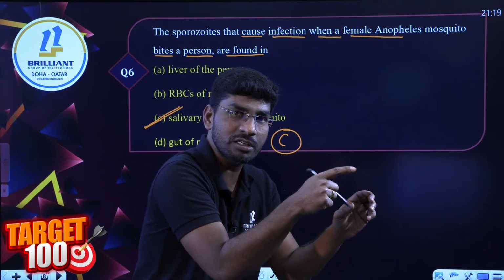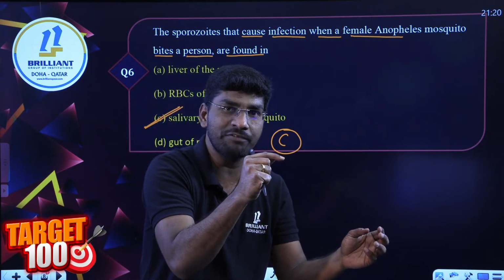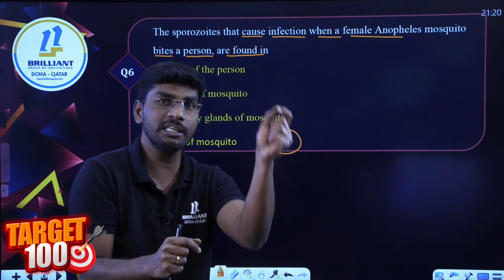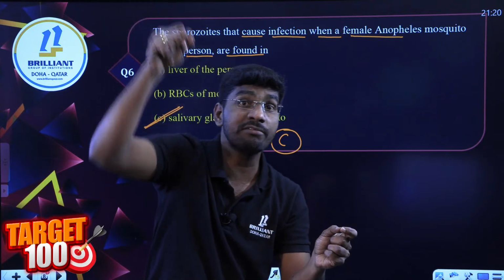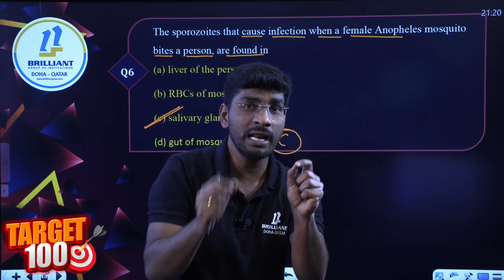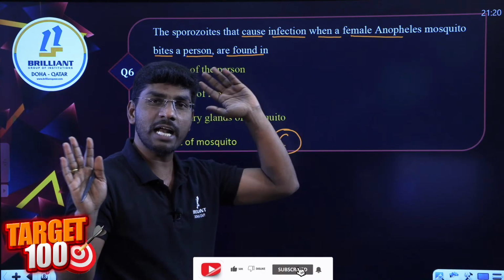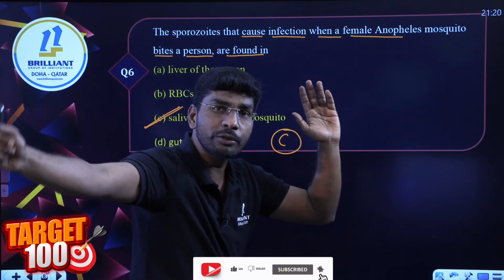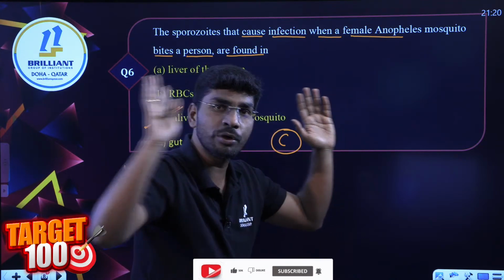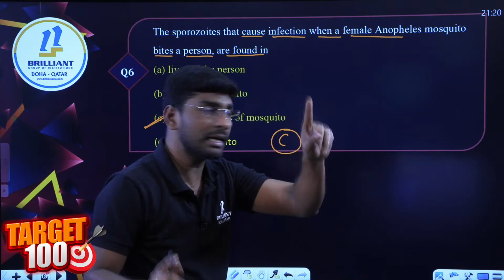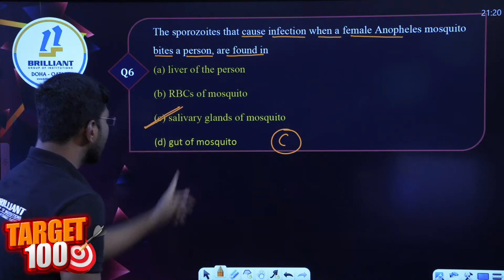The sickle shape of structure is there. When this female Anopheles mosquito bites, it releases into the blood, directly go to liver. So in the liver, hepatic schizogony started. Asexual reproduction started. From there, it go to blood. Erythrocytic schizogony started. Remember, salivary glands, right? Answer is option B. Gut of mosquito.